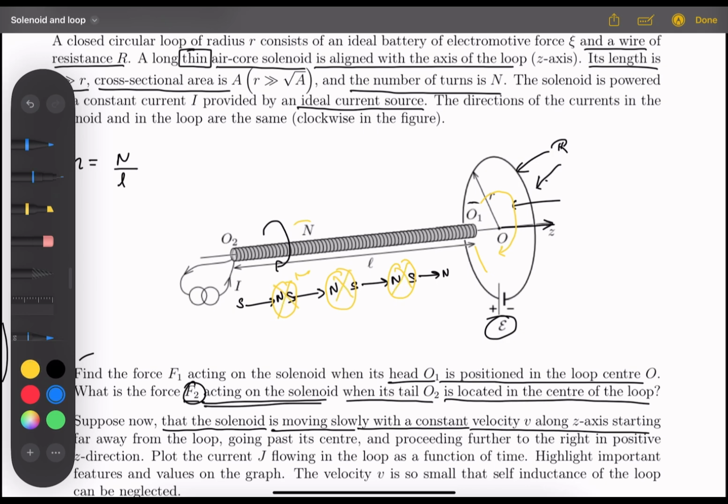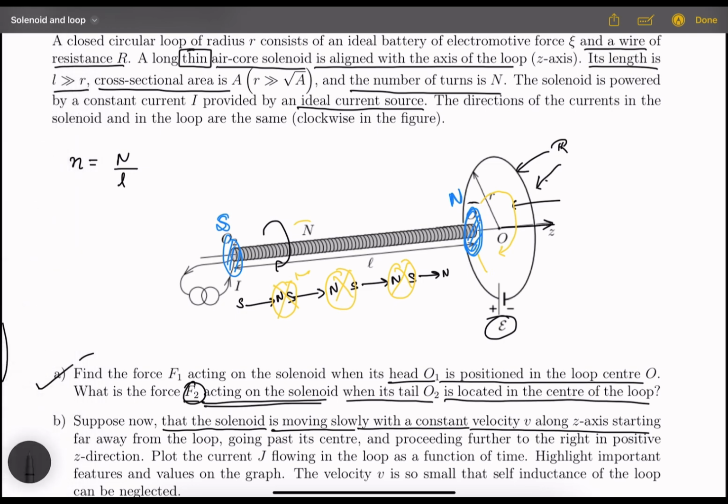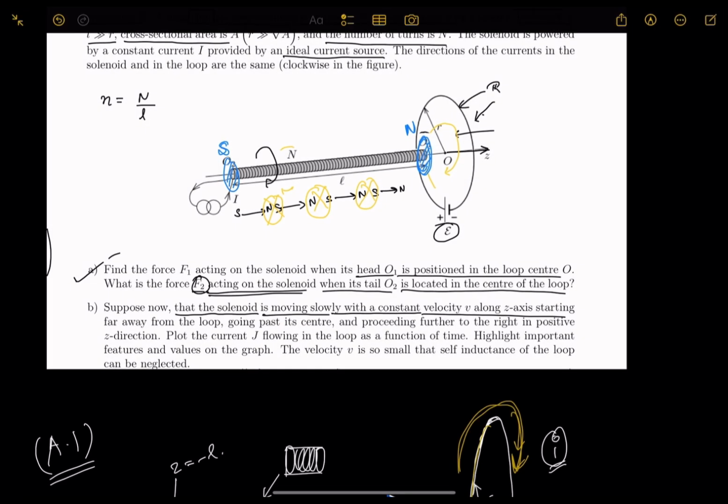So the only ones that are actually going to remain are this monopole right here, signifying the north pole, and the monopole signifying the south pole, right? At the two absolute ends of the solenoid. Those are the only two poles which we're going to be taking into account for part B.